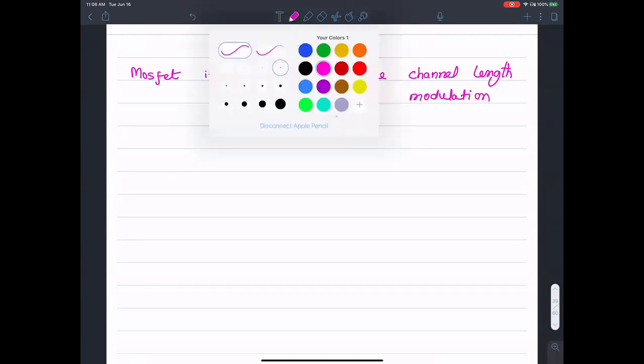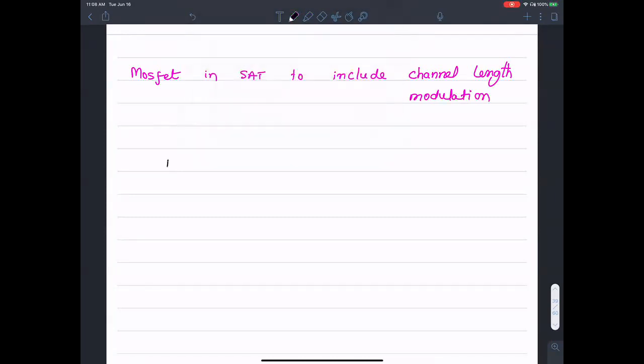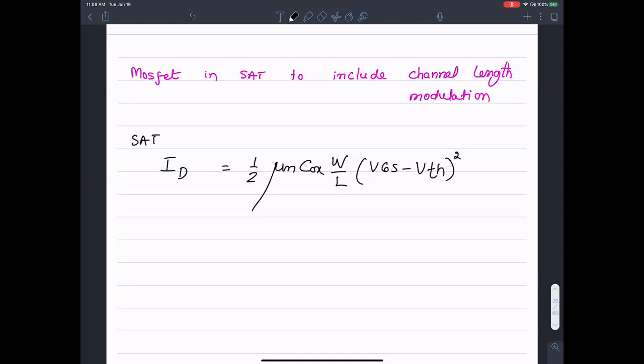So let's start by looking at the equation for ID in saturation region. ID is 1/2 mu n C oxide W over L, (VGS minus VTH) the whole square.